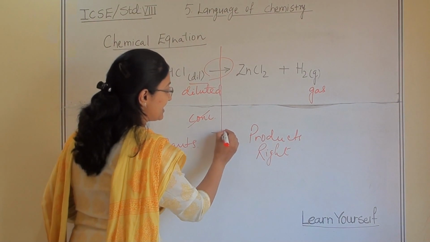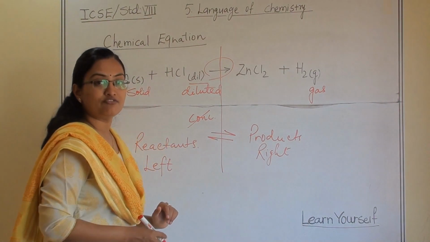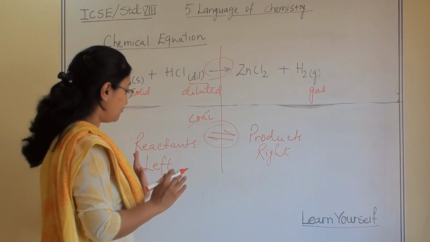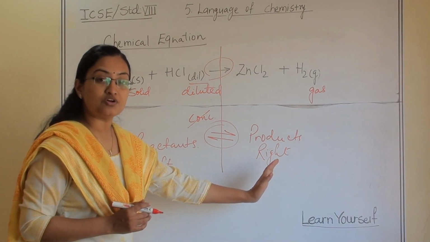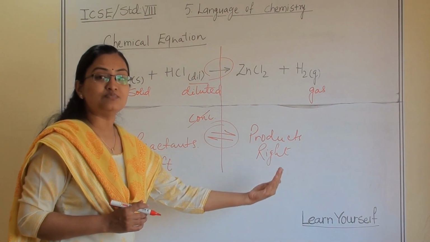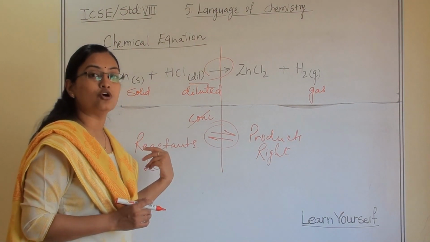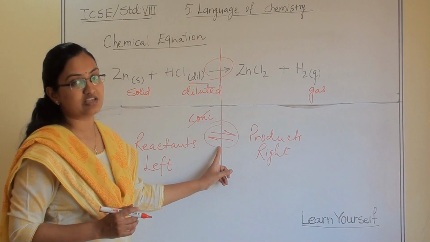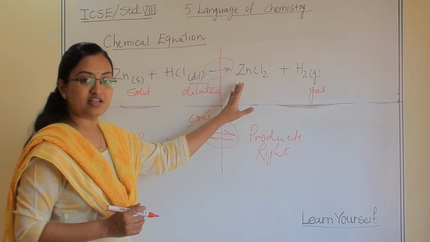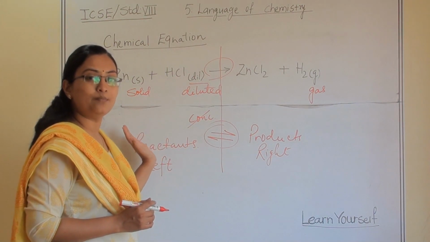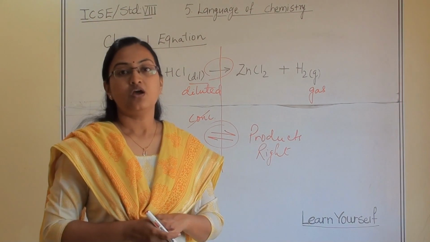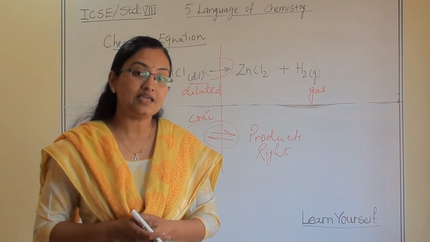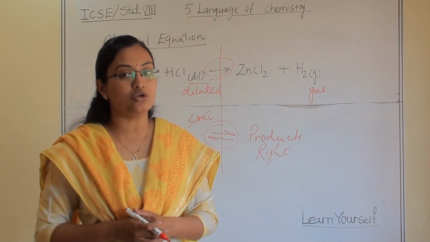Sometimes you will get to see this kind of arrow. This suggests that this is a reversible reaction. From left to right it is possible, and after some time from right to left also it can be possible. So this shows a reversible reaction. This is a normal reaction where it proceeds from left to right. All this information we are getting from a chemical equation when we are writing in a molecular form.